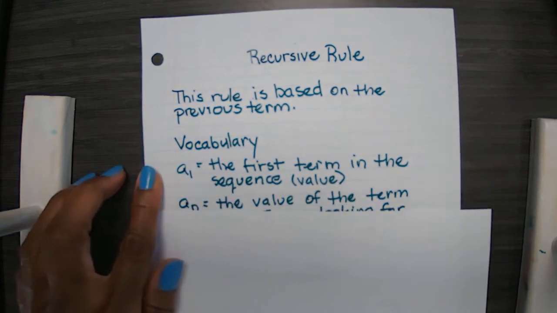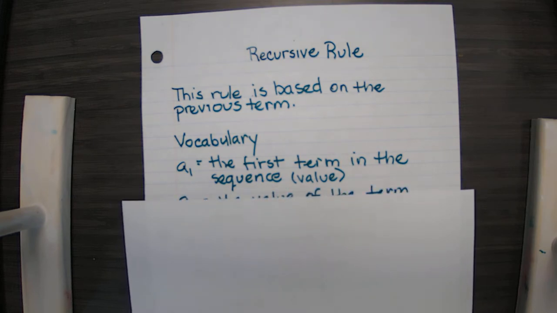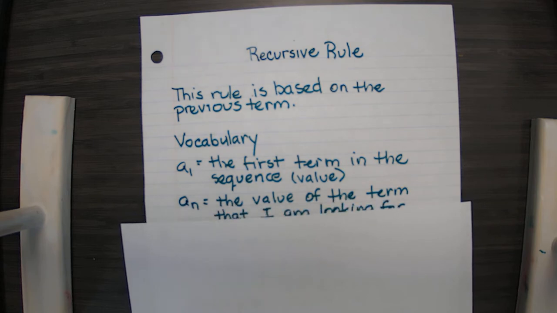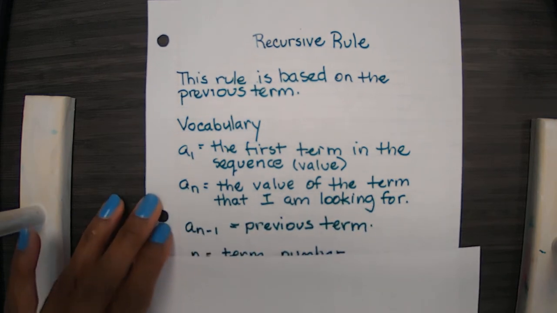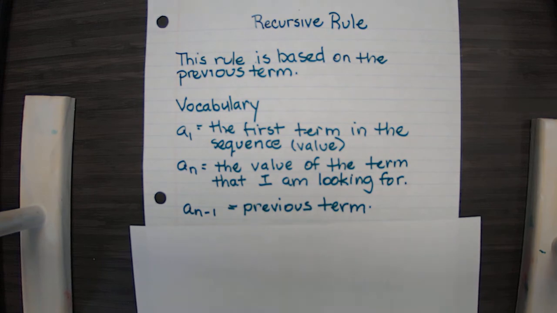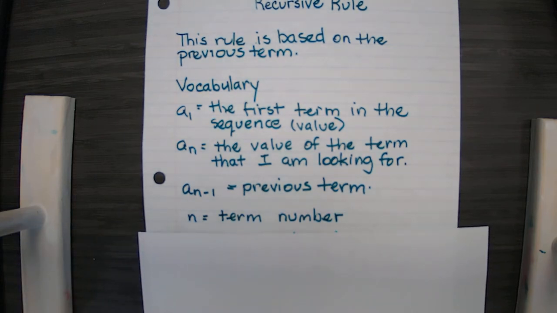Some important vocabulary that you need to know is a sub 1. When you see this, this rule refers to the first term in the sequence, or the value of the first term in the sequence. A sub n stands for the value of the term that I'm looking for. A sub n minus 1 is the previous term, the value there. N is the term number.